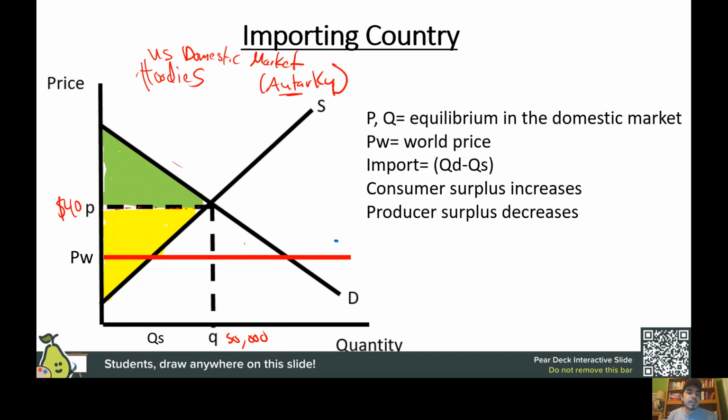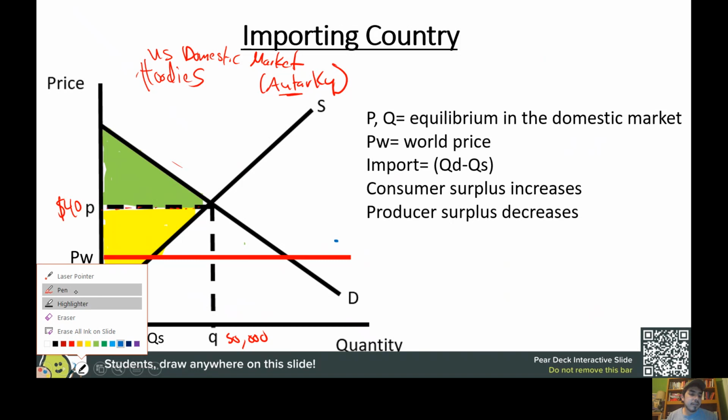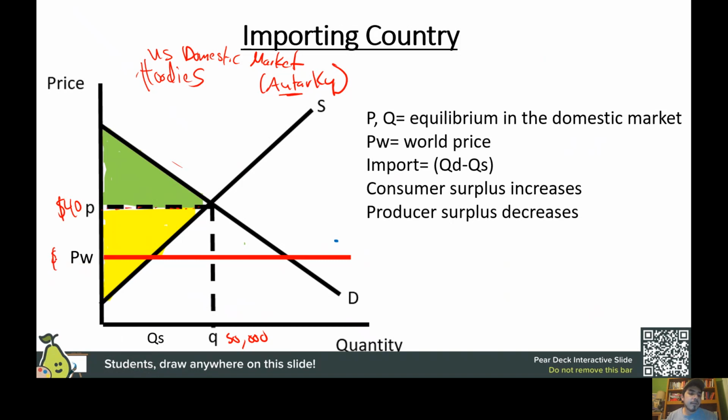So now let's assume that the United States opens up its market to trading with other countries. And so we would expect a lower market price, right? So let's say $8, the world can manufacture hoodies for $8, the world market. This represents the price of the world market, $8 for hoodies.